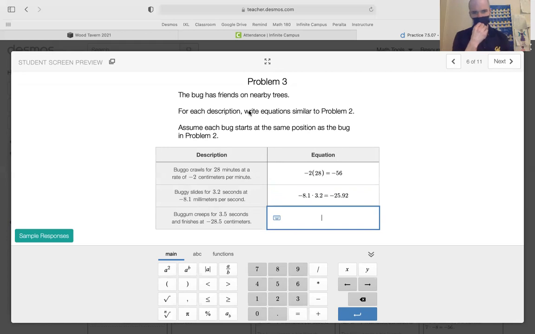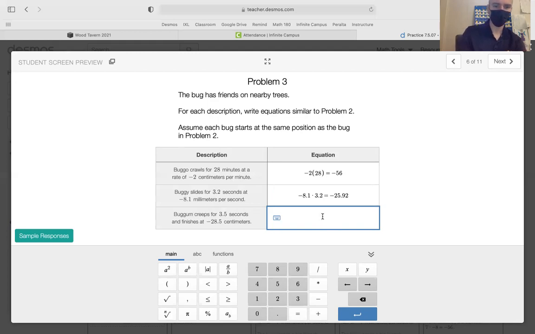All right, and the last one, bug creeps for 3.5 seconds and finishes at -28.5. So this one's a little different than the rest of them because they've only given us the time and the final position. In this case, it's our job to find the rate. So we could find that rate by doing -28.5, the final position, divided by 3.5 to get the rate. It looks like it's going to be a crazy decimal, 8.14 something.